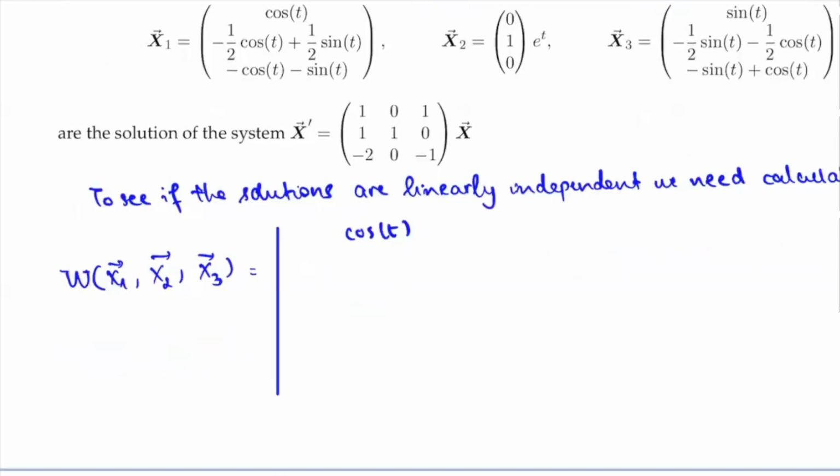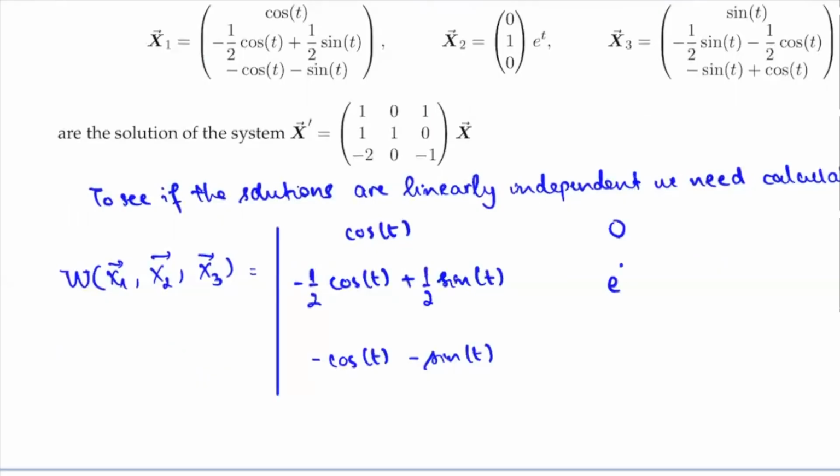Okay. The first column is for x1, so cosine of t, negative 1/2 cosine of t plus 1/2 sine of t, and the last entry is cosine of t minus sine of t. The second column is for x2, so you have 0, e to the t, 0. I just slide e to the t into the vector, or multiply the vector by e to the t. And the last column is for x3, so that is sine of t, negative 1/2 sine of t minus 1/2 cosine of t, and the last entry is negative sine of t plus cosine of t.